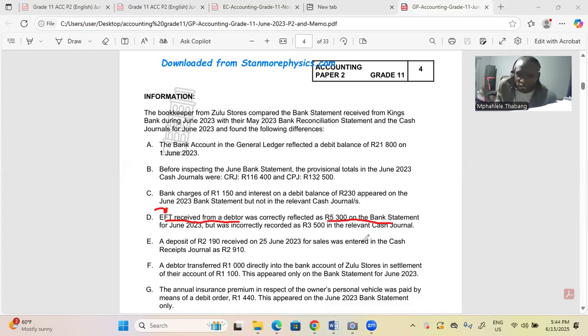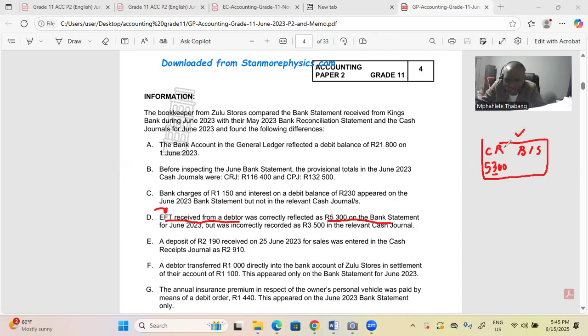Can you guess which side of the bank statement? Surely it has to be the credit side of the bank statement. Why am I saying the credit side? Because the business is receiving money. So whenever money gets into the account of the business, the bank will put it on the credit side of the bank statement, simply saying, you business, you are a creditor, I'm holding money for you. This is not my money. So the business records that amount of 5,300, which the business receives from a debtor, on the credit side of the bank statement, and they are saying this was correctly reflected. So the bank statement did not make a mistake.